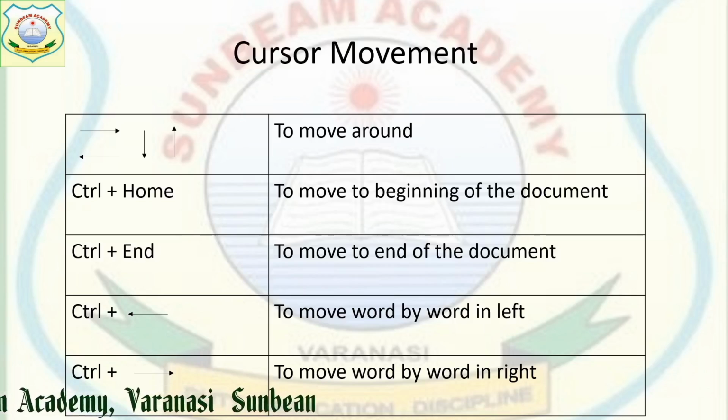Now, the arrow keys move character wise. The Control key used in combination with the left arrow key will move the cursor word wise, and Control plus right arrow key will move towards the right-hand side word by word. Remember, students, there is a difference: only arrow keys move the cursor character wise, and with Control it moves word wise.